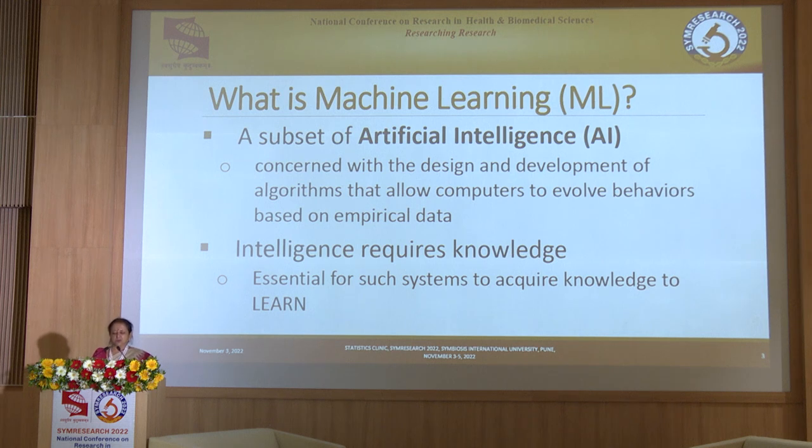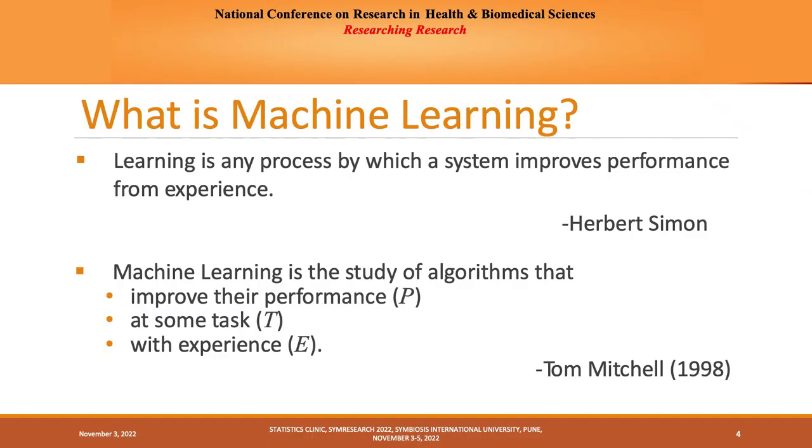But this is not important. Now, what is important is that to be an intelligent system, it should be able to acquire knowledge and to learn from that. Okay, so that is what characterizes machine learning methods.